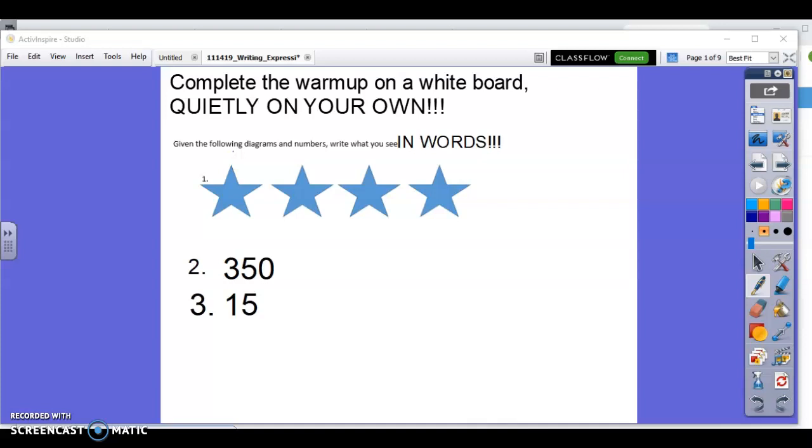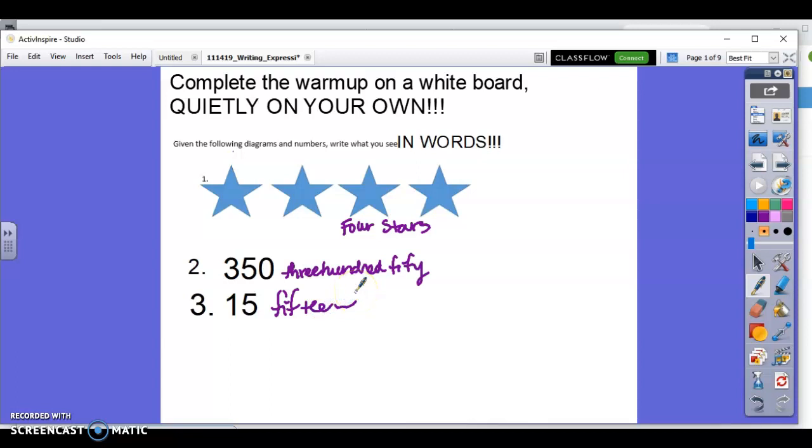So for the first one, when I see it, I see 1, 2, 3, 4. So that would just be 4 stars. This is 350. So I would write that out in words. And lastly, I see 15. So all we're doing is taking what we see and putting words to it.